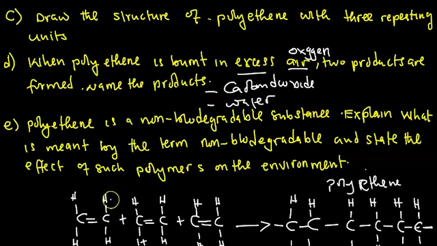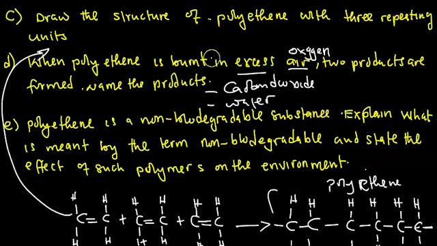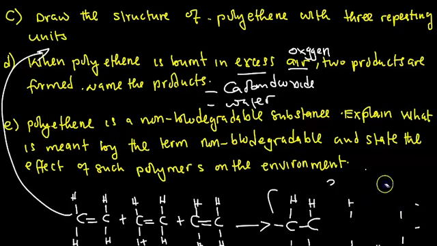Okay, so this one is the answer to the first question, which is this part, the first question of repeating units. Then E, polyethylene is a non-biodegradable substance. Explain what is meant by non-biodegradable. What does it mean, non-biodegradable?